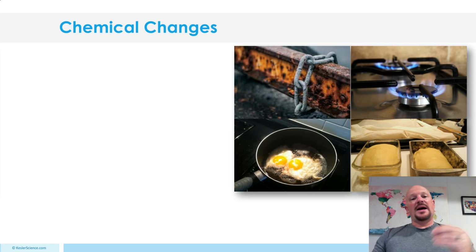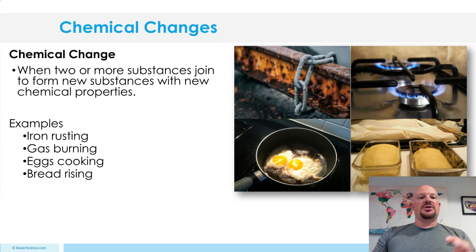All right, now that you're back, you've answered those questions, you understand what a physical change is. Let's go on and talk about chemical changes. A chemical change is something that results in the formation of a new substance. When a substance undergoes a chemical change, its identity and its chemical composition actually change. A chemical change occurs when 2 or more substances join together to form new substances with new chemical properties.